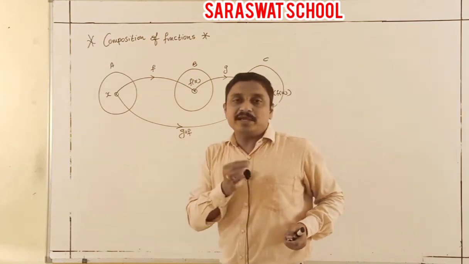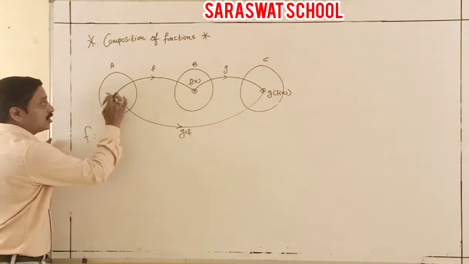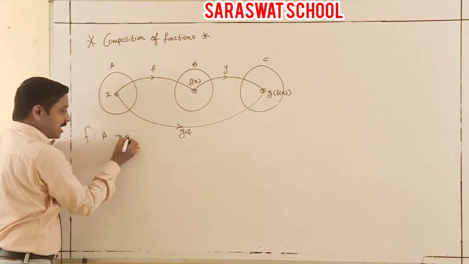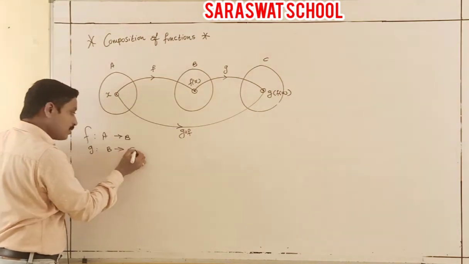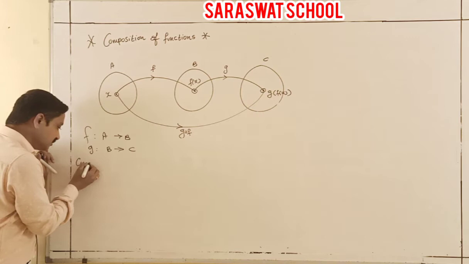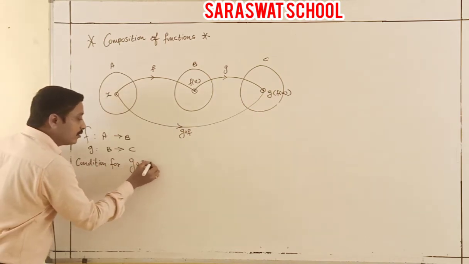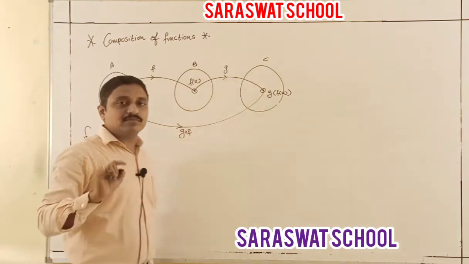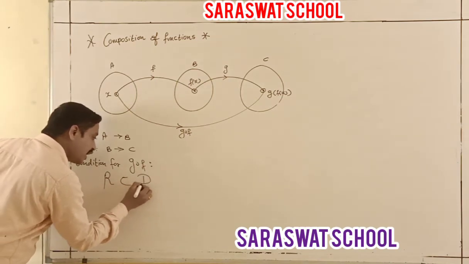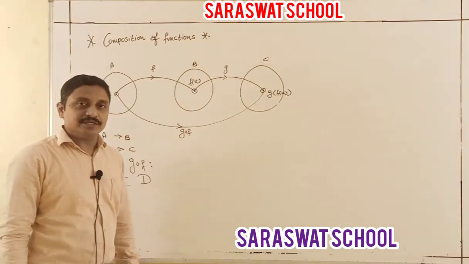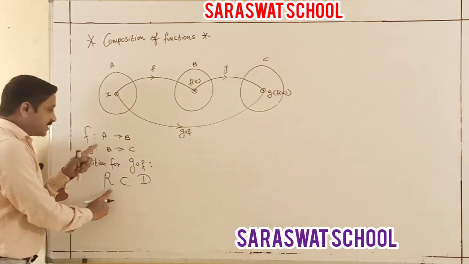So I am going to the basic definitions and the basic conditions for this function. Here the f function is what? A to B. And the g function is B to C. First of all, the condition for g o f. Every g o f has some conditions to apply: range subset domain. Again, repeat students: range subset domain, reading from the back side.